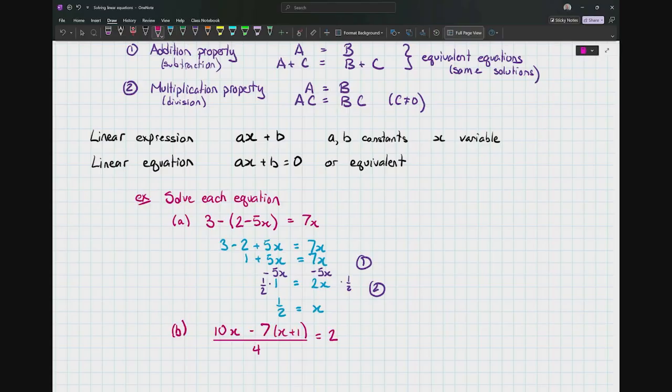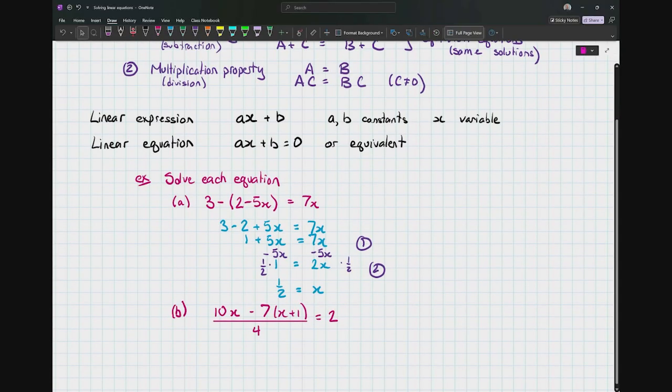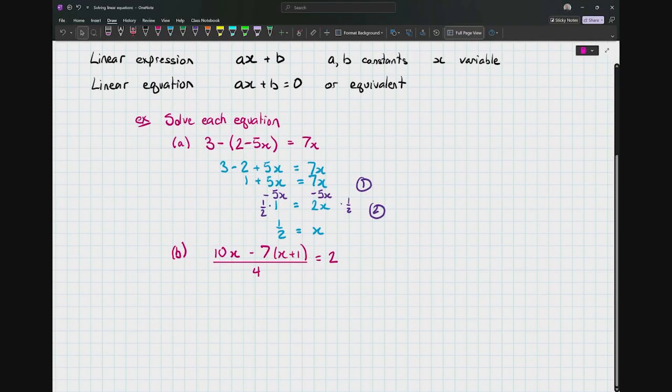All right, well, in this next example, this certainly doesn't look very linear as it stands. Sure, we've got a whole bunch of x's, and they seem to be not raised to any power, so it feels a little bit linear, but we've also got a big rational expression, the whole thing on the left-hand side over 4. We have to do a little bit more rearranging to get things to look a little bit nicer.